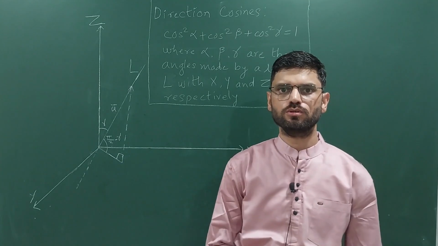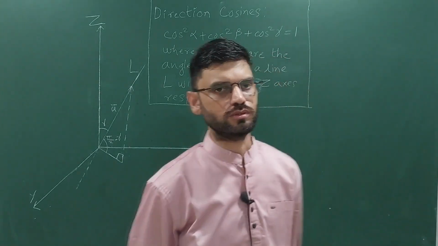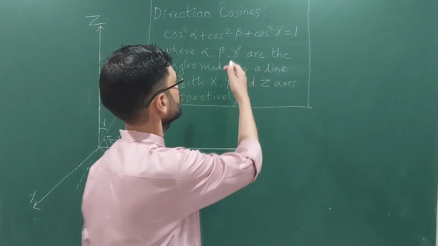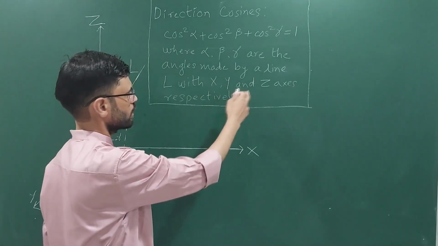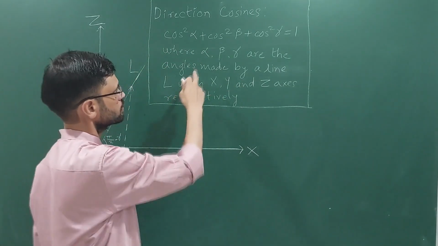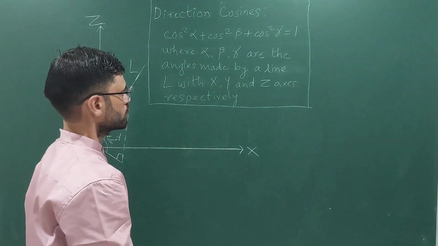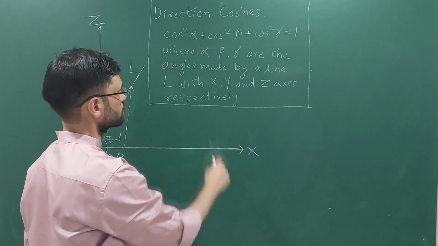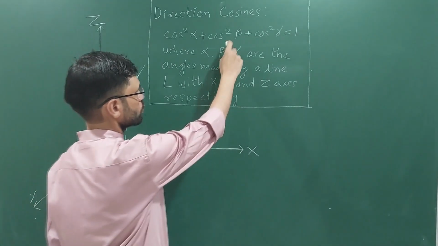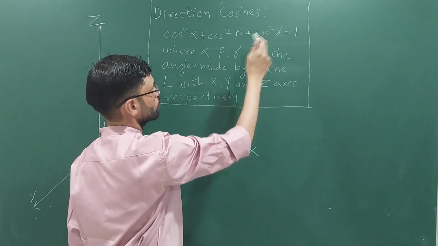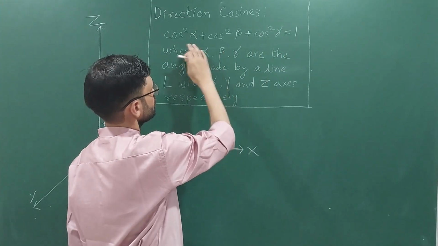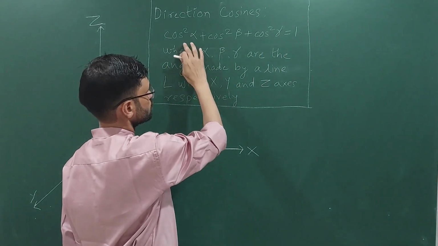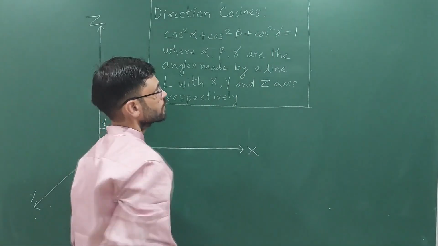In this video, I would like to present to you the proof of the fact that if a line makes angles alpha, beta and gamma with x, y and z axis respectively, then cos square alpha plus cos square beta plus cos square gamma equal to 1. And these are called direction cosines, these cos alpha, cos beta and cos gamma.